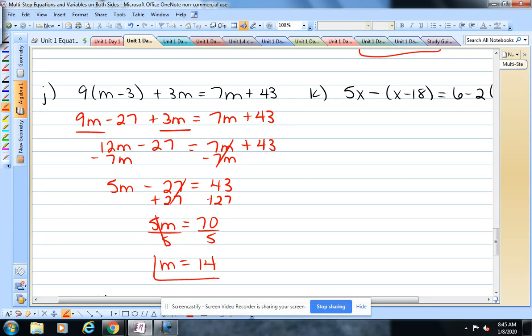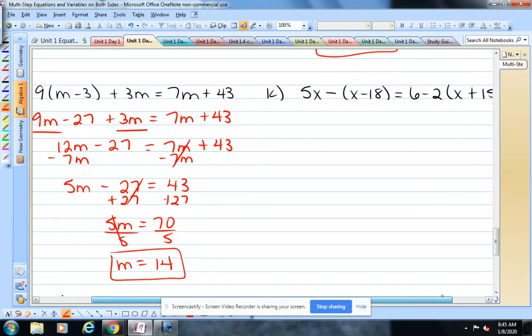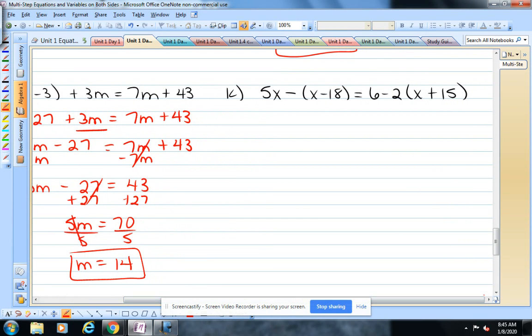Very good. So that wasn't terrible, was it? So we distributed, combined like terms, subtracted, added, and divided. So that was 1, 2, 3, 4, 5 operations. All right, y'all can't see all of that next problem, so I'm going to slide that over.